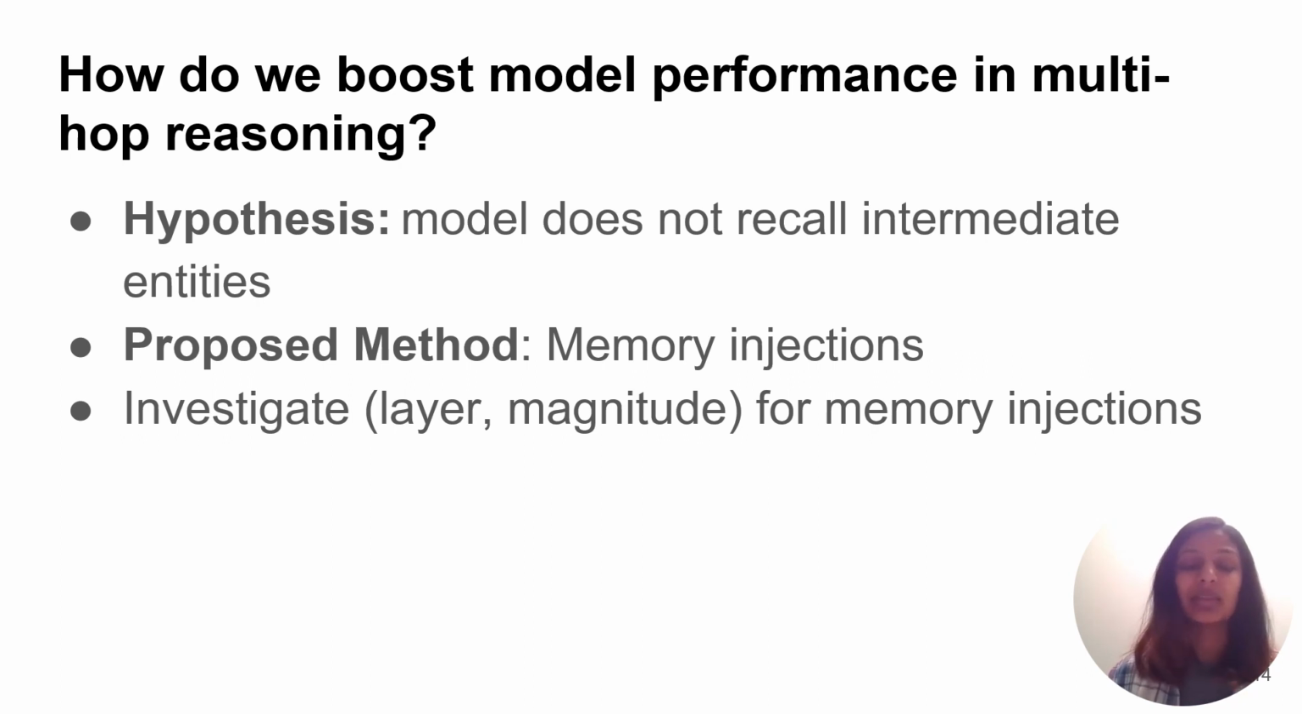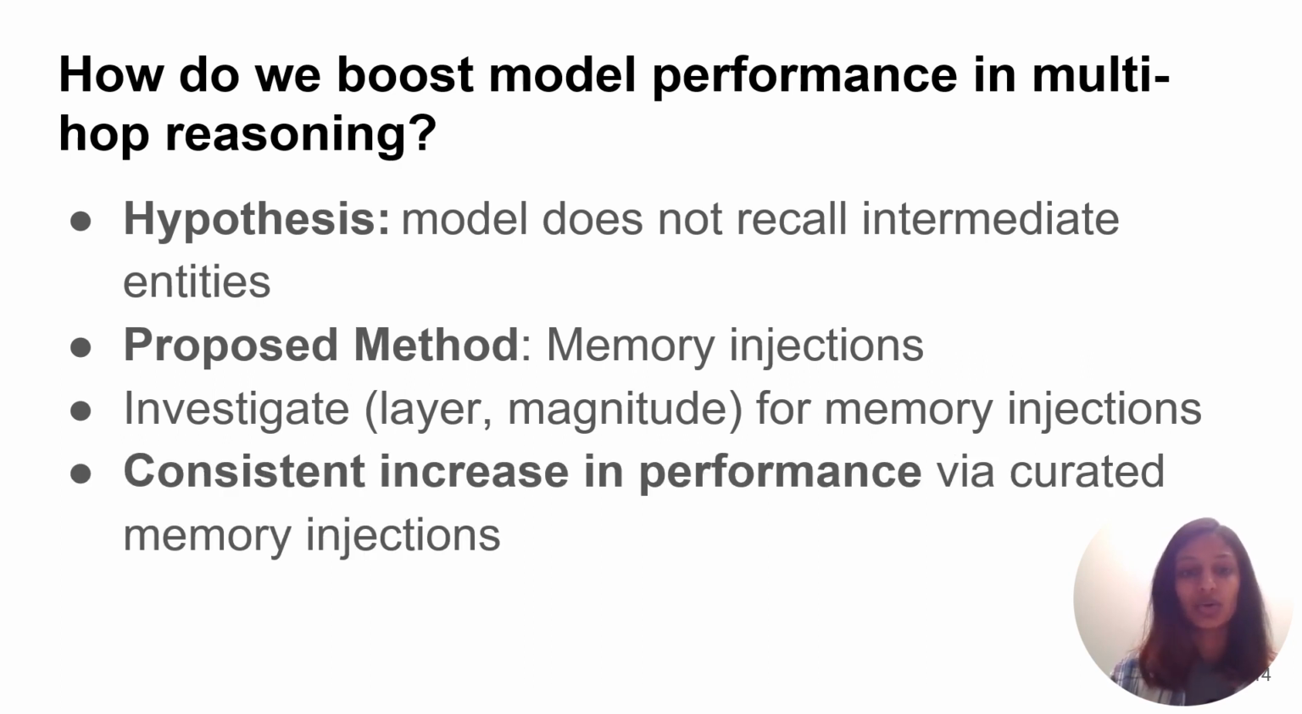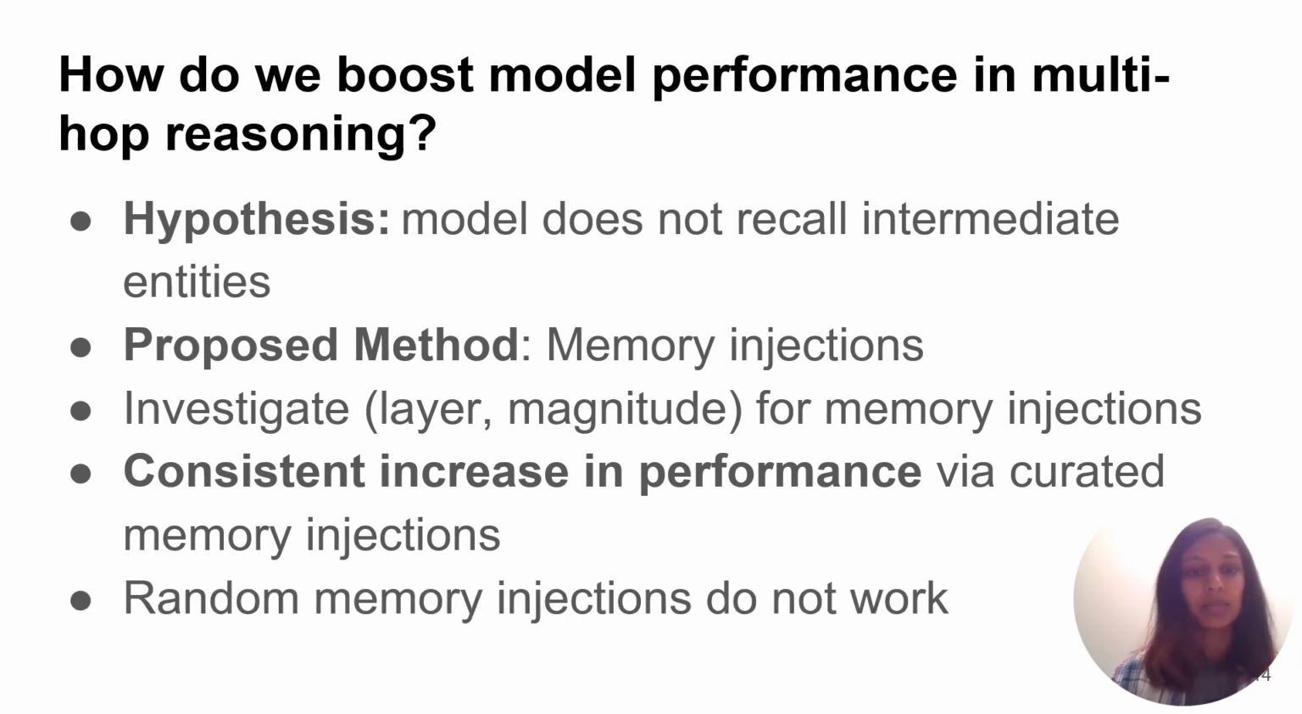We investigate the way to determine the best layer and magnitude for memory injections across various model dataset pairs, and we show somewhat rigorously that there is a consistent increase in performance via curated memory injections. This is important because we also show that random memory injections do not work, thus confirming that the content of the memory injection is what is really responsible for the increase in model performance.